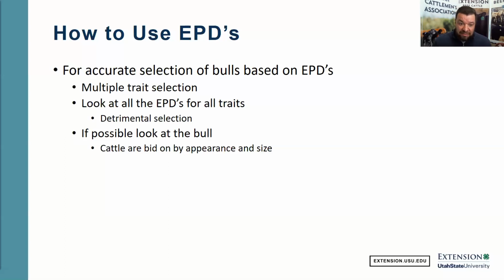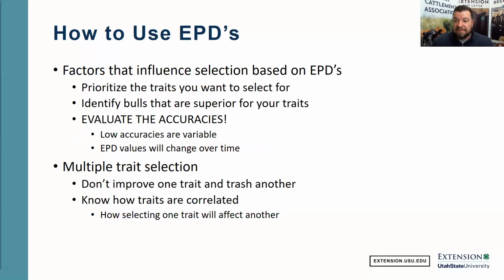We breed live animals. So if possible, look at the EPDs, but then also go look at the bull. He might have great numbers associated with him on paper, but phenotypically, visually, he might not be what you want to incorporate into your herd.